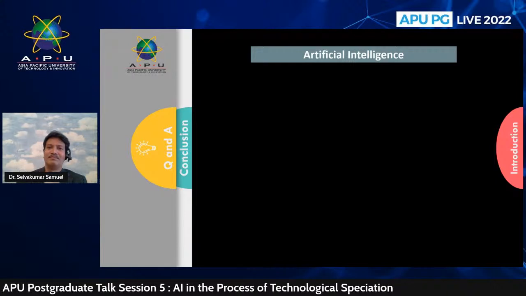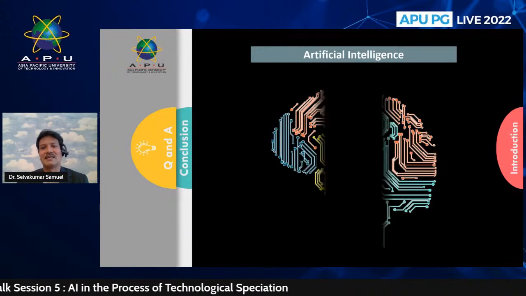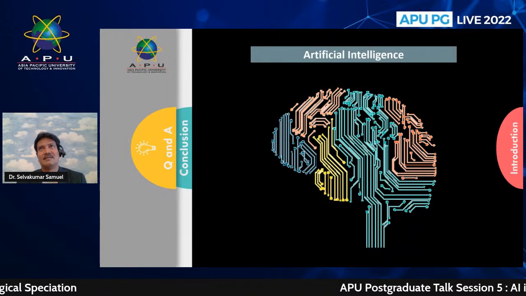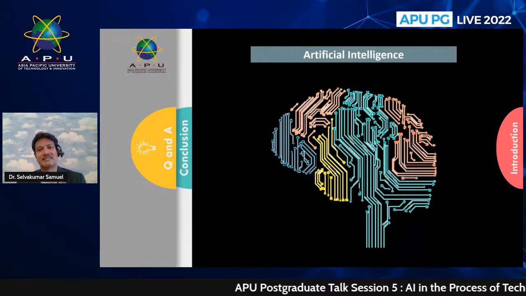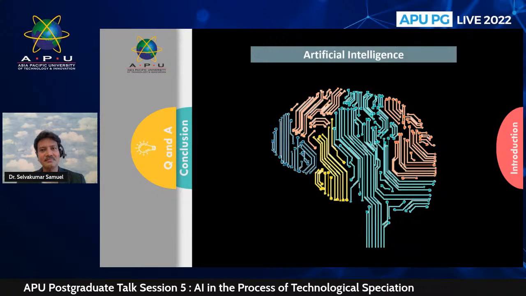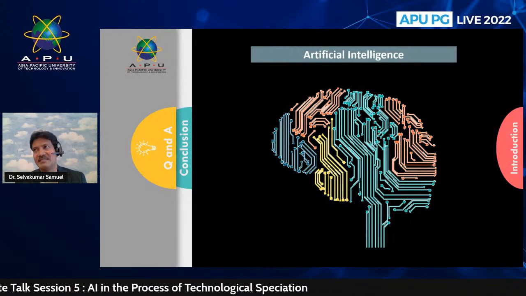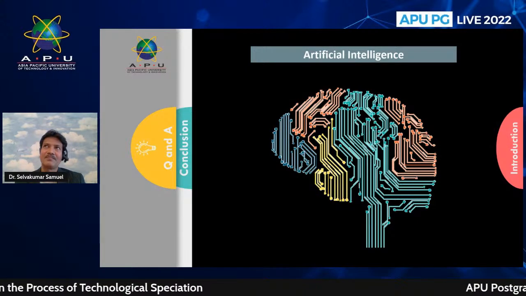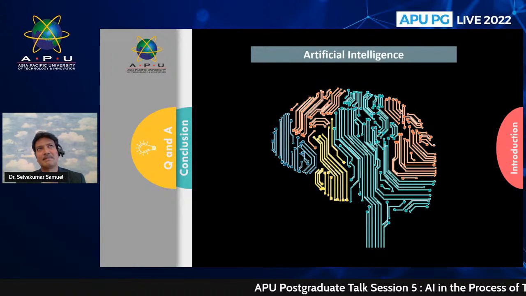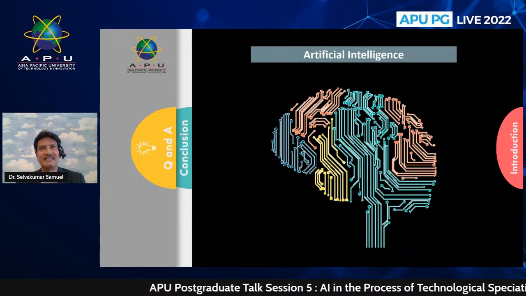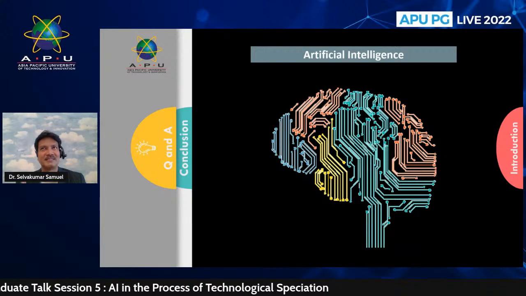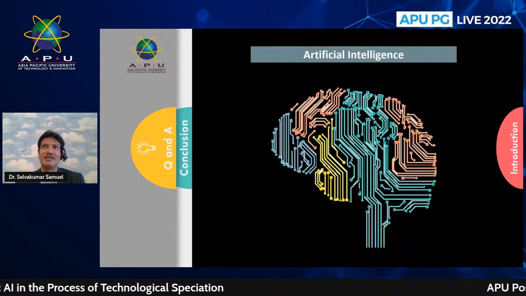Okay, anyway, our main topic is artificial intelligence. How is artificial intelligence helping in the evolution of new technologies, the evolution of new species, technological species? Basically, what is artificial intelligence? It's a software concept introduced to assist humans, also called machine intelligence. Not to replace humans, its main purpose is to assist humans.